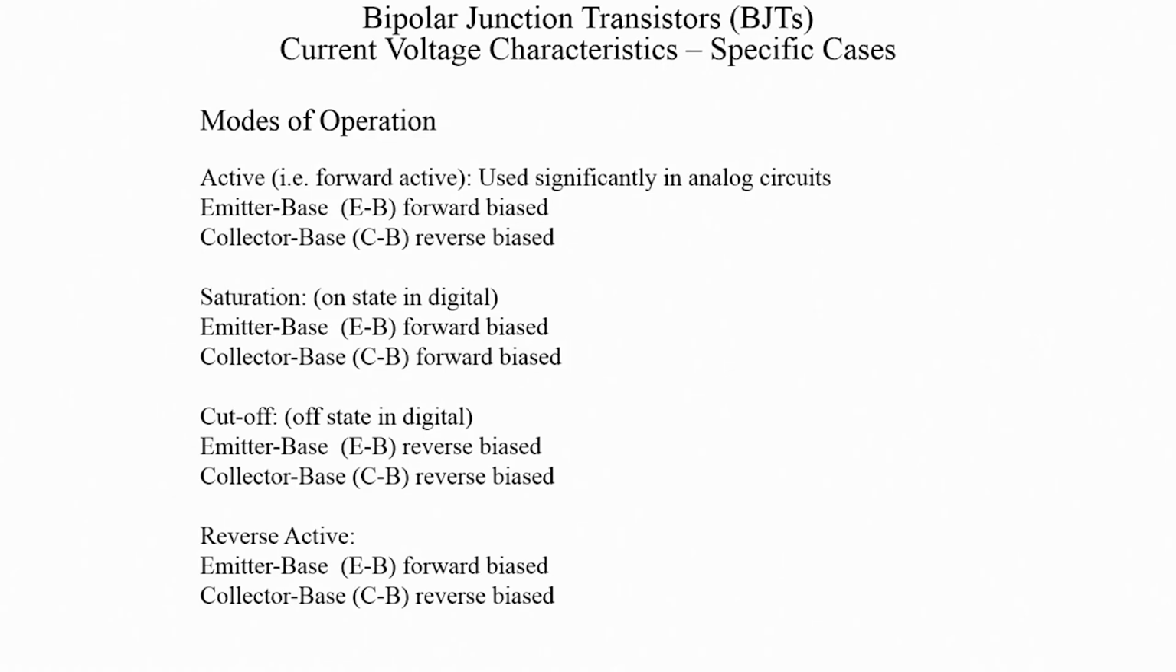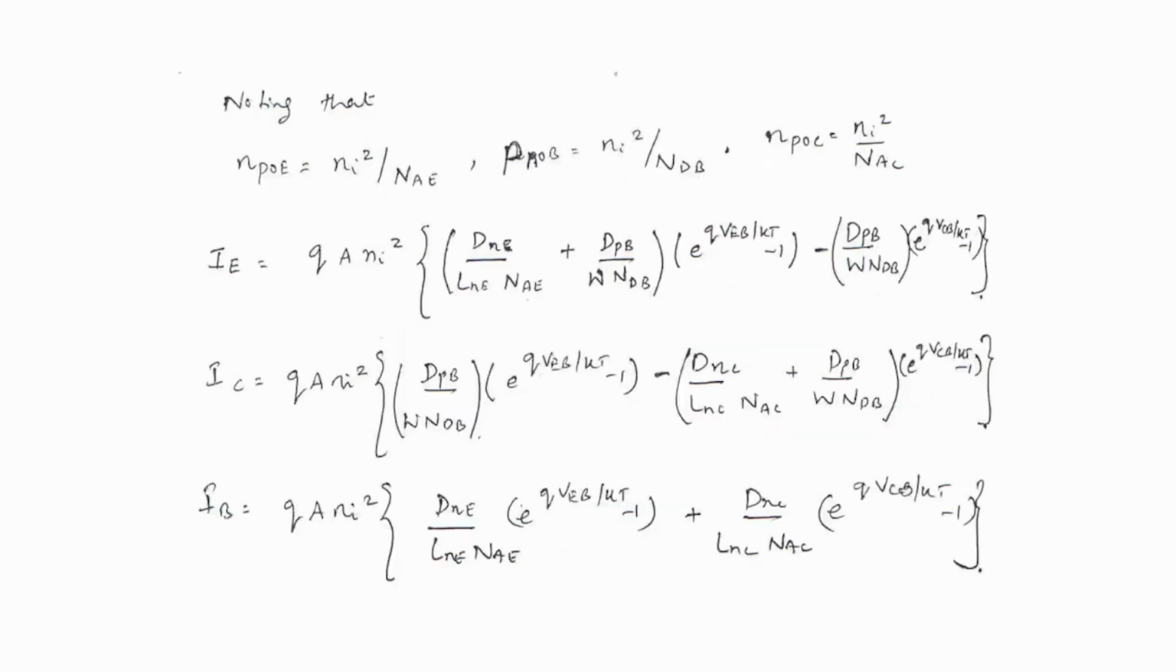So far we have seen the general IV characteristics for the BJT. We have not made any specific assumptions on whether it is active mode or saturation mode or cutoff mode, but we managed to derive the very general expressions for the current voltage characteristics of the BJT. And we did this by simply solving the continuity equation and identifying the diffusion currents.